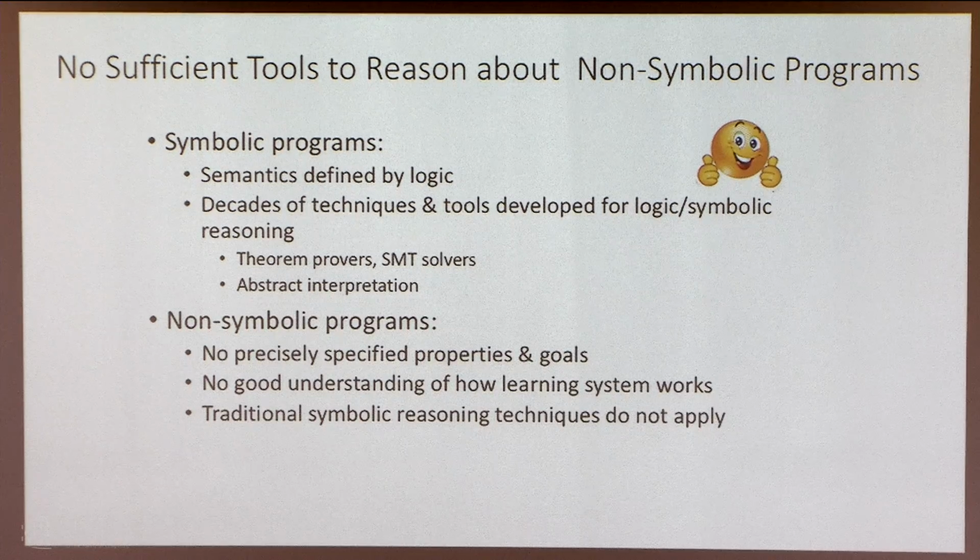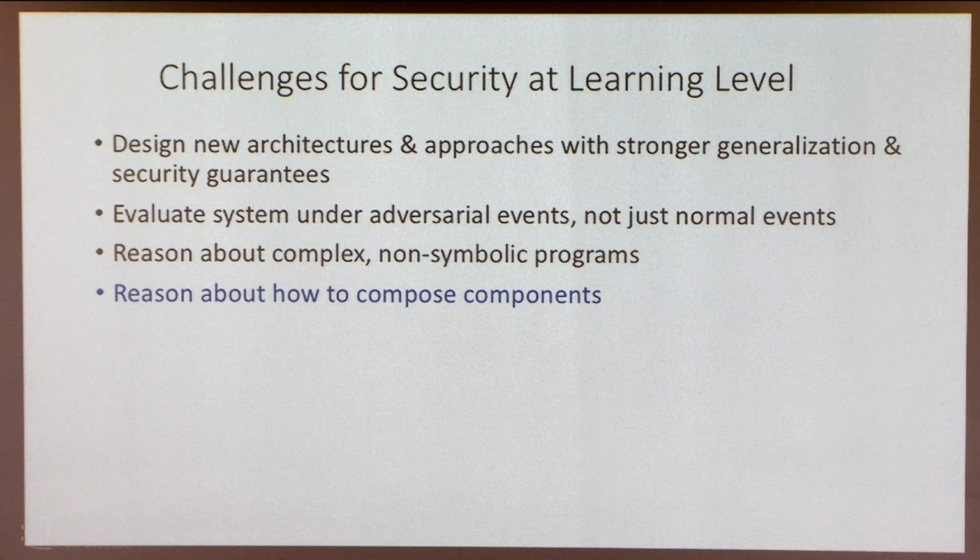But unfortunately, when it comes to the learning systems, I call these non-symbolic programs, like the neural networks and so on, for these kinds of programs and systems, we have very little experience in this domain. So for these non-symbolic programs, oftentimes we don't have precisely specified properties and goals, like perception tasks. And we don't have a good understanding of how these learning systems work, like how neural networks work. And oftentimes, these traditional symbolic reasoning techniques do not apply. So these really pose a huge challenge in terms of how we can better reason about these complex and non-symbolic programs.